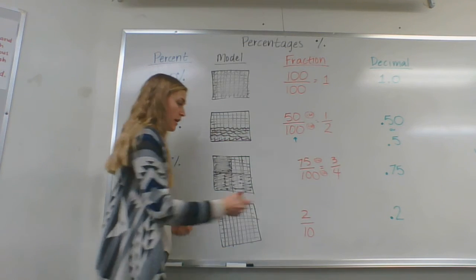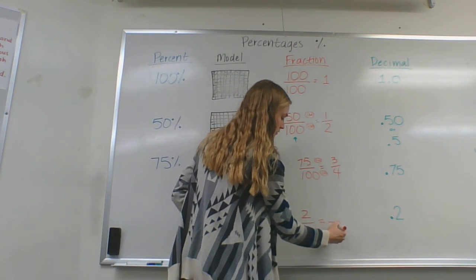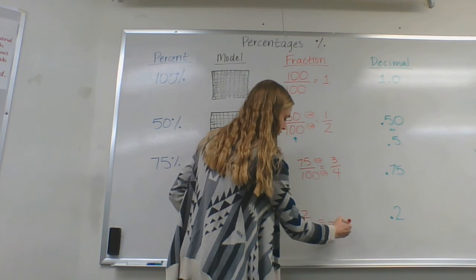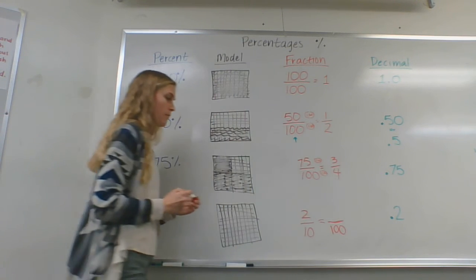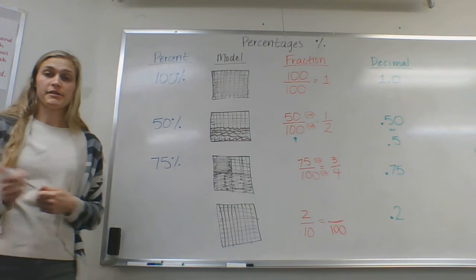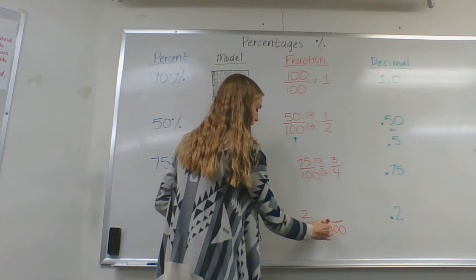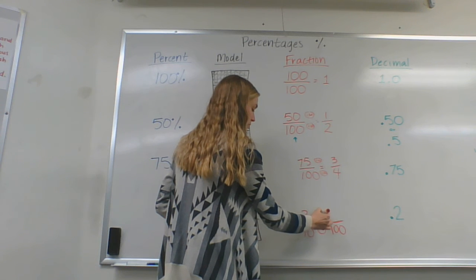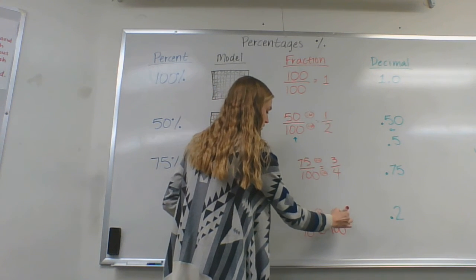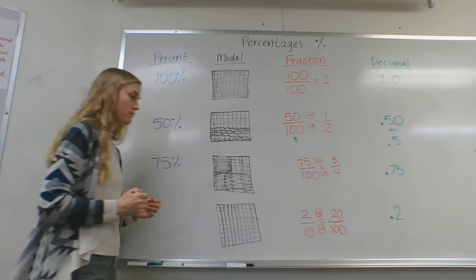So how do we do that? We want it to have a denominator of 100. We would have to multiply our 10 by 10. Multiply our 10 by 10, we got to multiply the 2 by 10, which gives us 20.